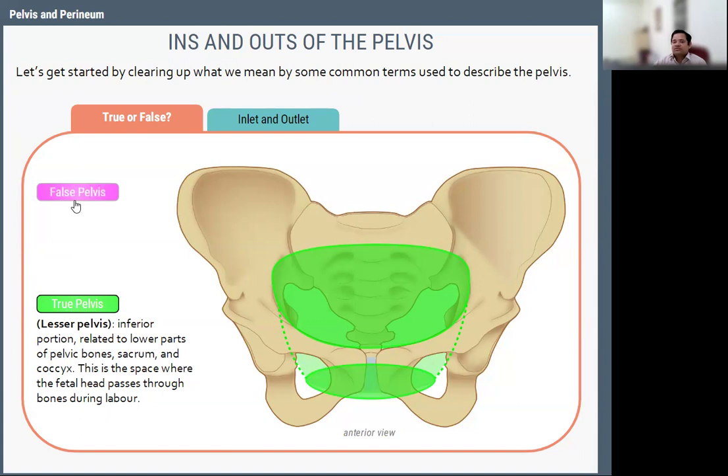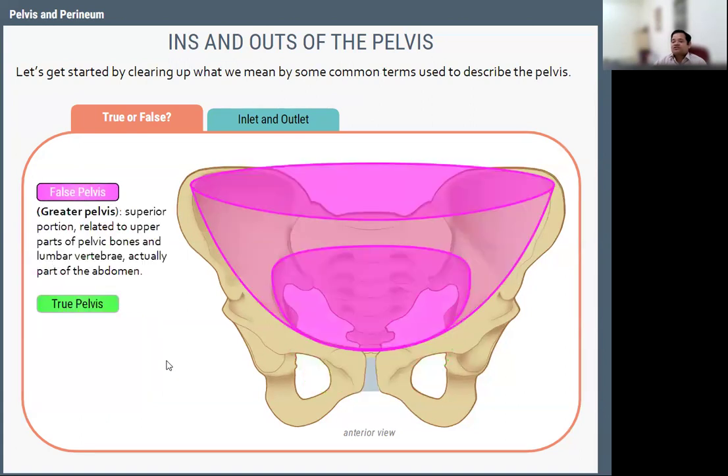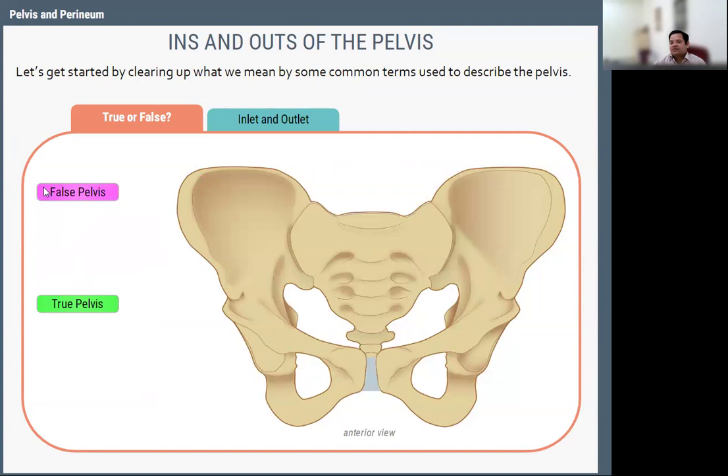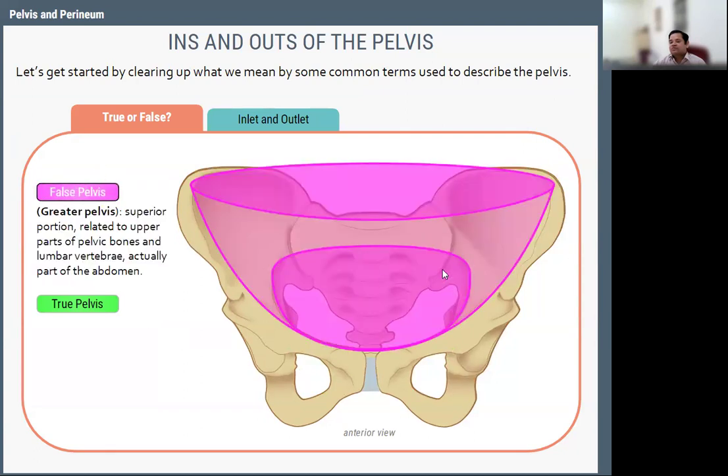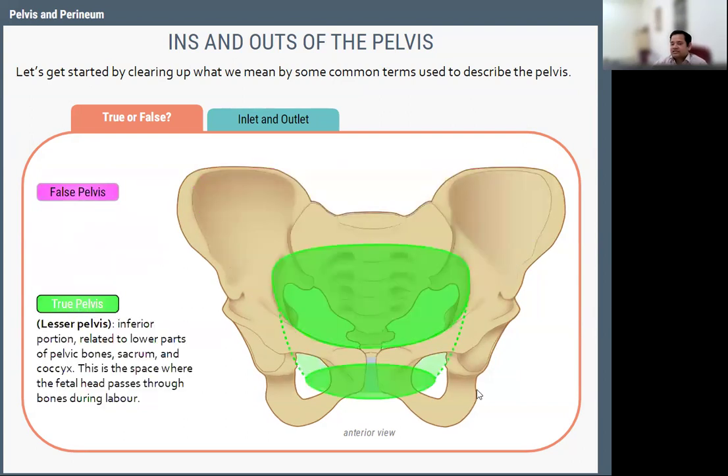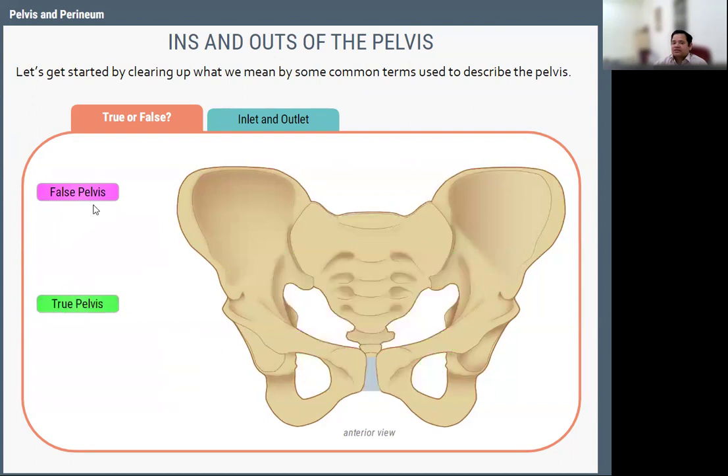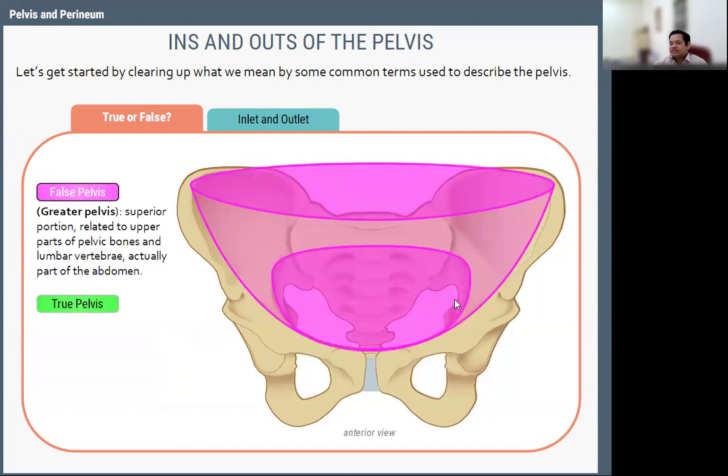So what is the false pelvis? The false pelvis is also called the greater pelvis. It is the upper part. This superior portion is related to the upper part of the pelvic bones and lumbar vertebrae. Actually, some say it is also part of the abdomen. So you have to understand this. You can see here, if you remove this color, this front part, which is also part of the true pelvis, is not covered by bones. So simply, the part which is totally covered by bones is the true pelvis, which is the lower part. The part which is not fully covered by bone is the false pelvis or greater pelvis.